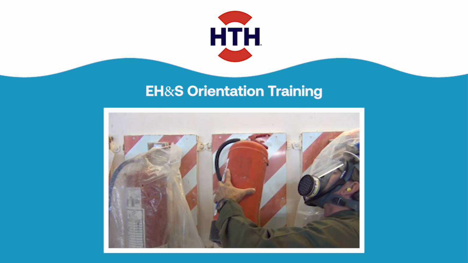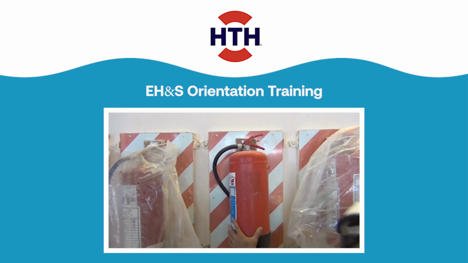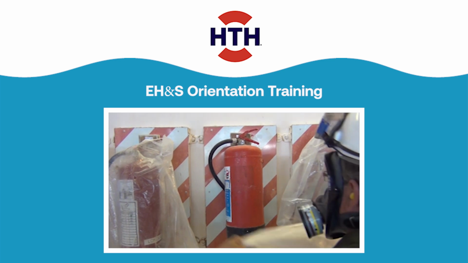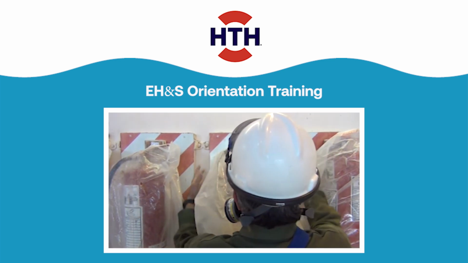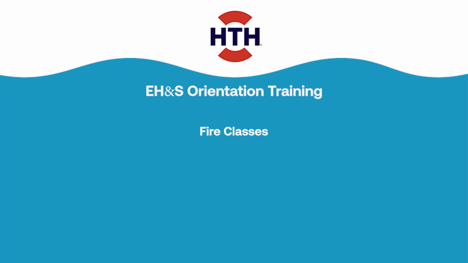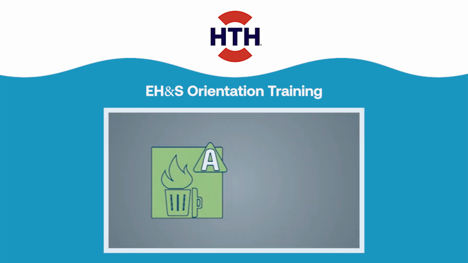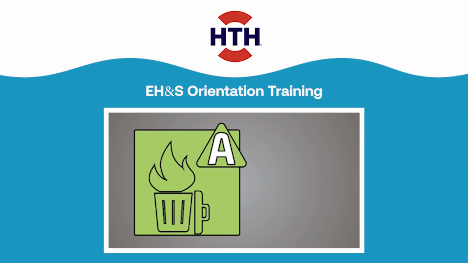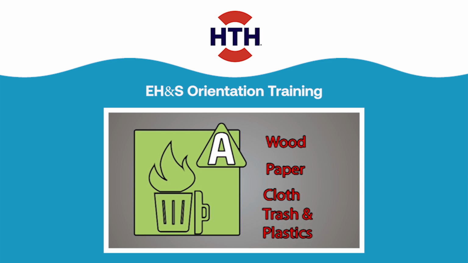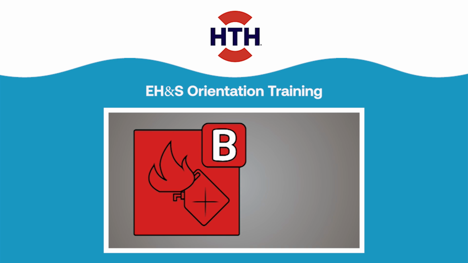Typically, a fire extinguisher consists of a handheld cylindrical pressure vessel containing an agent which can be discharged to extinguish a fire. Fire classes. Class A fires are fires in ordinary combustibles, such as wood, paper, cloth, trash, and plastics. Class B fires are fires in flammable liquids, such as petrol, oil, and paint. Class B fires also include flammable gases, such as propane and butane.